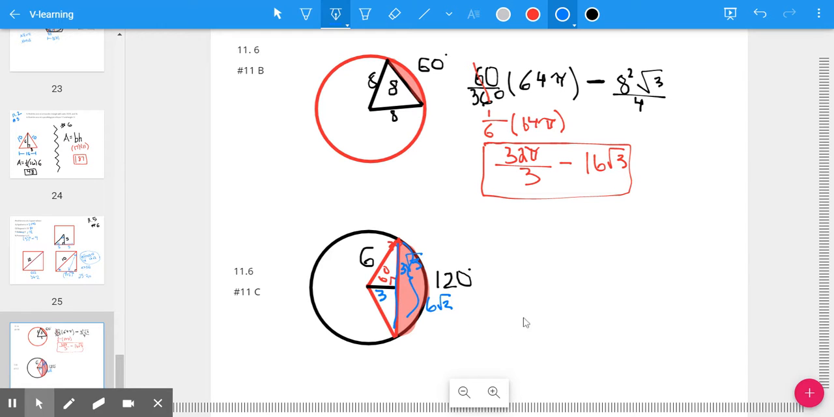And that is going to be 120 over 360. We can simplify that right away. 120 divided by 360 is 1/3. Our radius, now remember, our radius is 6. Pi r squared, that's going to be 36 pi.